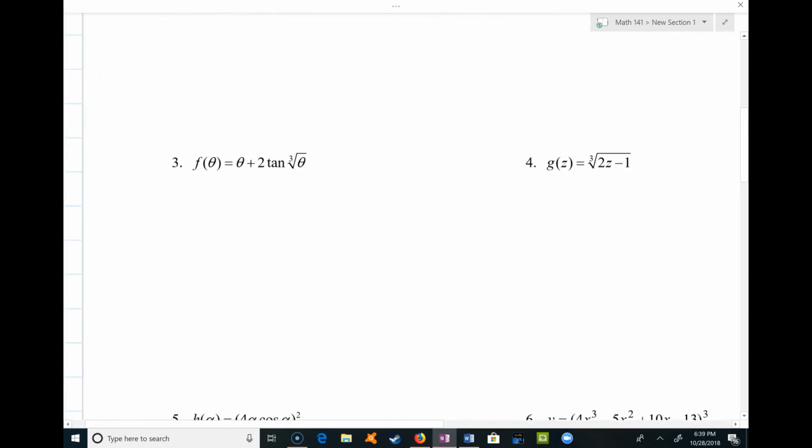Moving right along here. The derivative of this, probably want to write that as theta is equal to 2 times tangent, and then inside the tangent we have theta to the 1/3 power. That's the way we write cube root. So then the derivative of that with respect to theta, whoops, sorry, that should have been a plus there. The derivative of theta is just 1 plus the derivative of 2 tan of something, which would be 2 secant squared of the same something times the derivative of something. Well, the derivative of something would just be 1/3 theta to the negative 2/3 power.